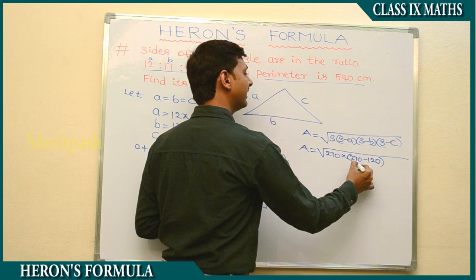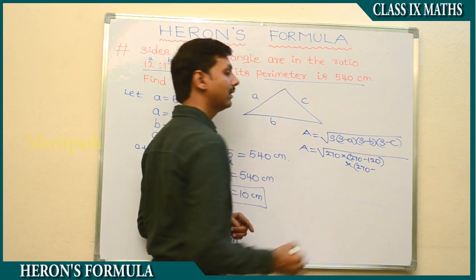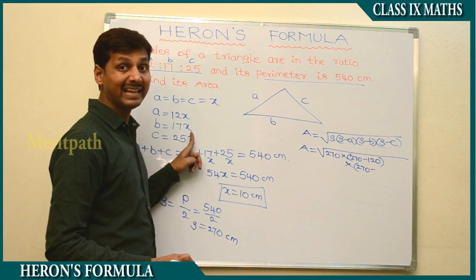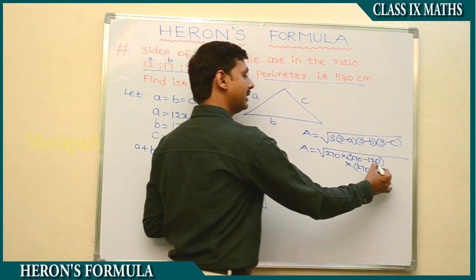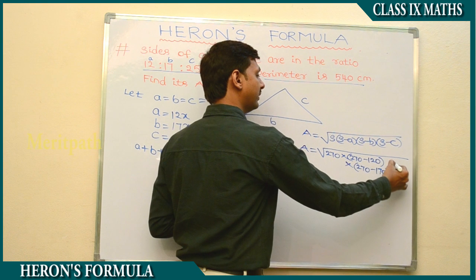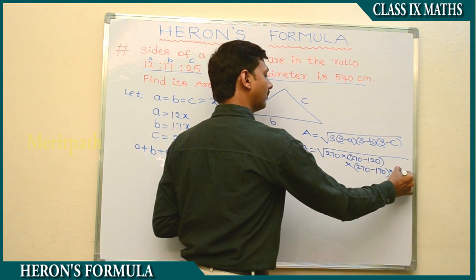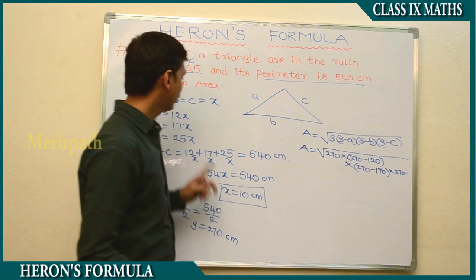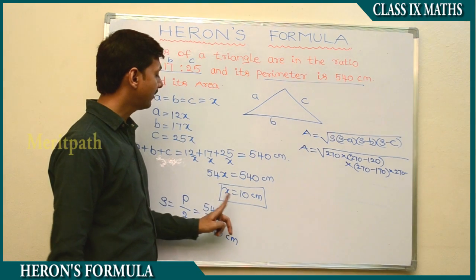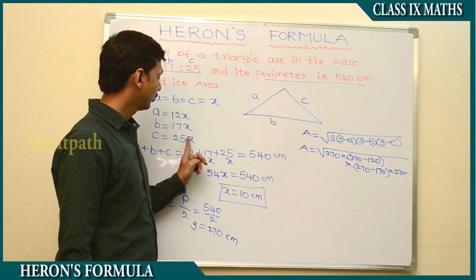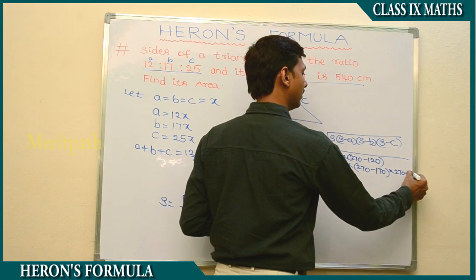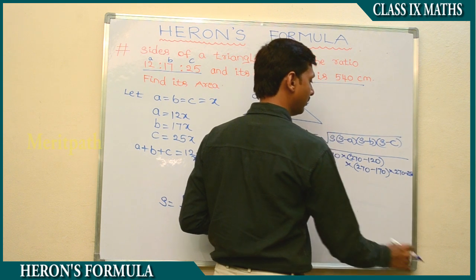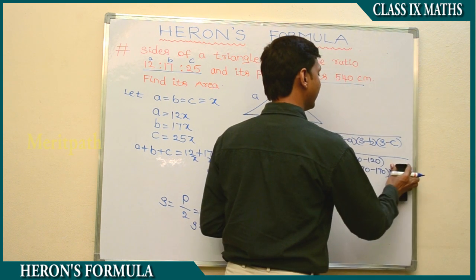The next one is s minus b. That is 270 minus b, and the value of b is 17x. X is 10 centimeters, so 17 into 10 is 170. The next one is 270 minus c. The value of c is 25x, so 25 into 10 is 250. This is our last term: 270 minus 250.